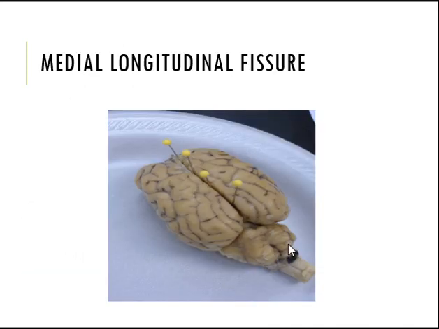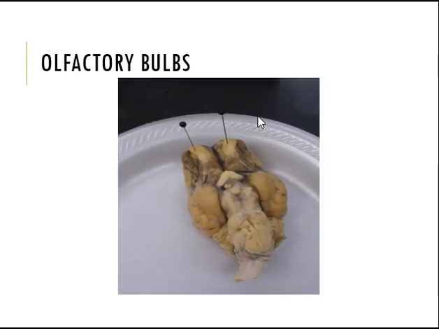This is just an image of the medial longitudinal fissure and how you would see it on the exam. So if there were a bunch of pins down the main line of the brain, this is the medial longitudinal fissure, the function of which is to separate the left and right hemispheres of the brain. And these are also the olfactory bulbs.